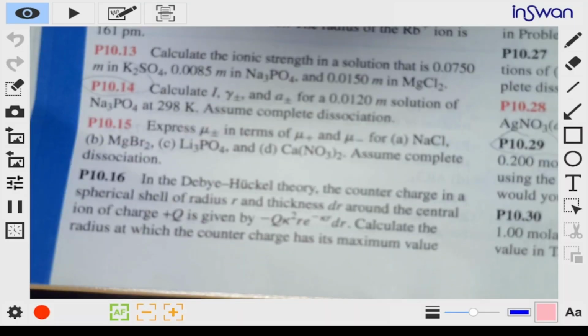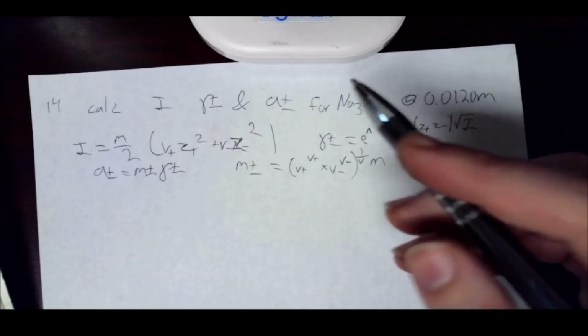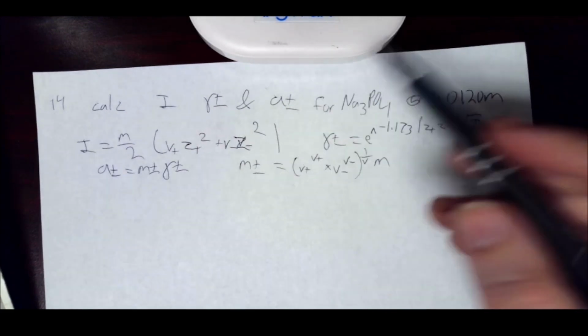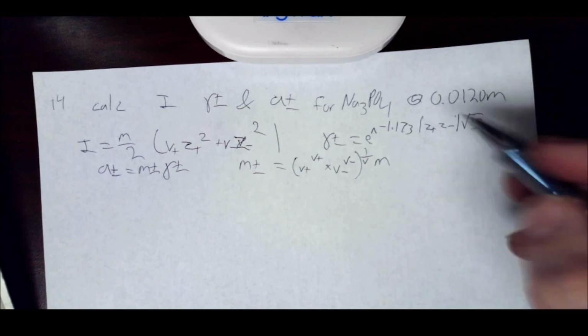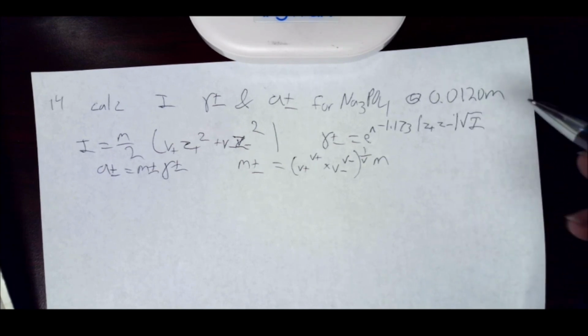Calculate I, mean ionic activity coefficient, the mean activity for a 0.0120 molal solution of sodium phosphate tribasic at 298. Assume complete dissociation. Number 14 requires us to calculate I, activity coefficient, and mean activity for sodium phosphate given a molality.